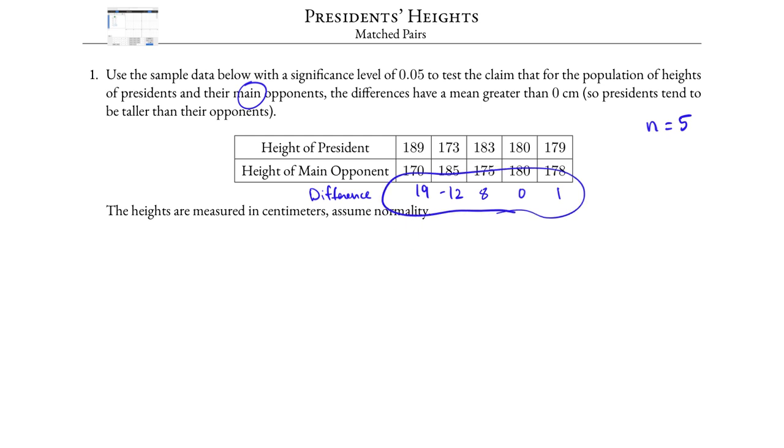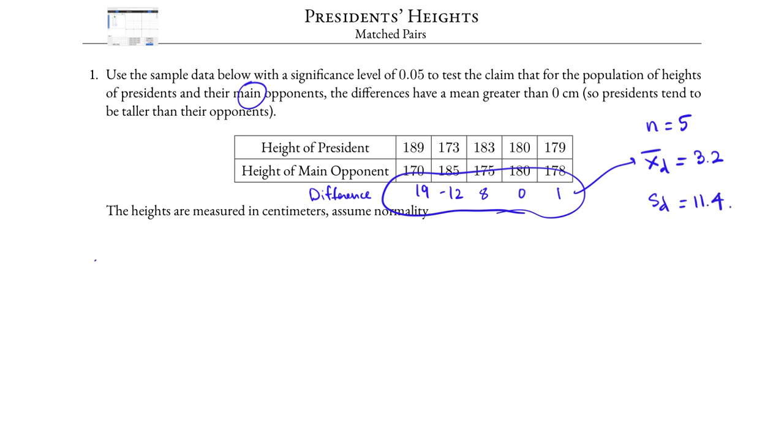With these differences, we compute their mean, which is x sub d bar. X sub d bar is 3.2. Remember, to find the mean, we would add these 5 numbers up, get the total, and divide it by 5. The standard deviation of this sample of the differences is s sub d, and s sub d is 11.4.